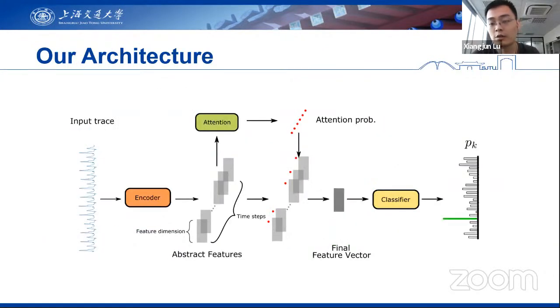And here is our new architecture. We propose this architecture to profile raw traces no matter whether they are desynchronized or protected by masking. As we can see in this figure, the encoders will first encode raw traces to abstract features. Then the attention mechanism will give each feature a score and weighted sum them up. Finally, the classifier will generate the probabilities from the final feature vector. Next, I will give a brief introduction of each component in our architecture.